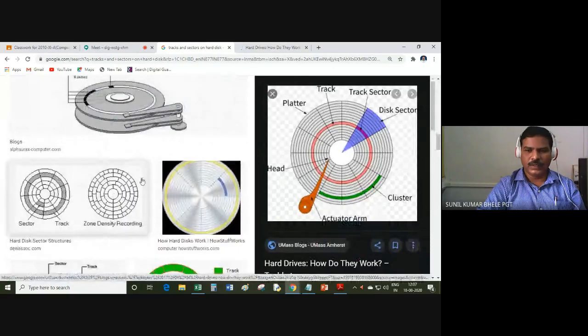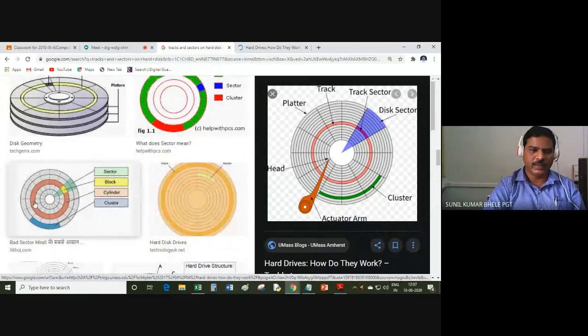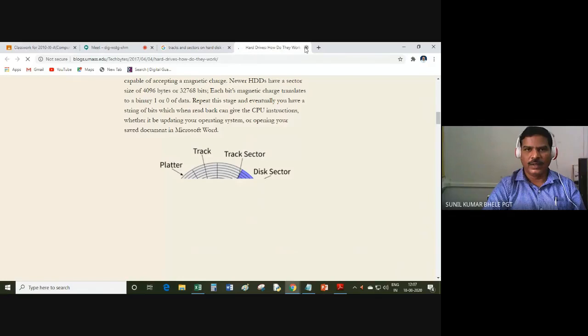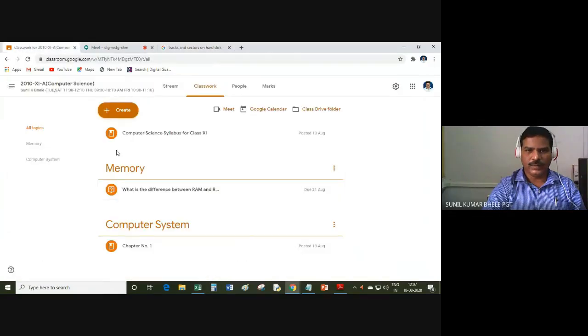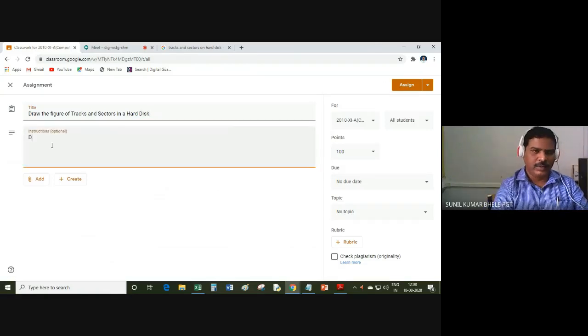So if I ask you to draw the diagram of tracks and sectors of the hard disk in your notebook, I can assign one question to you inside the classroom. One assignment: draw the figure of tracks and sectors in a hard disk. Draw the diagram.